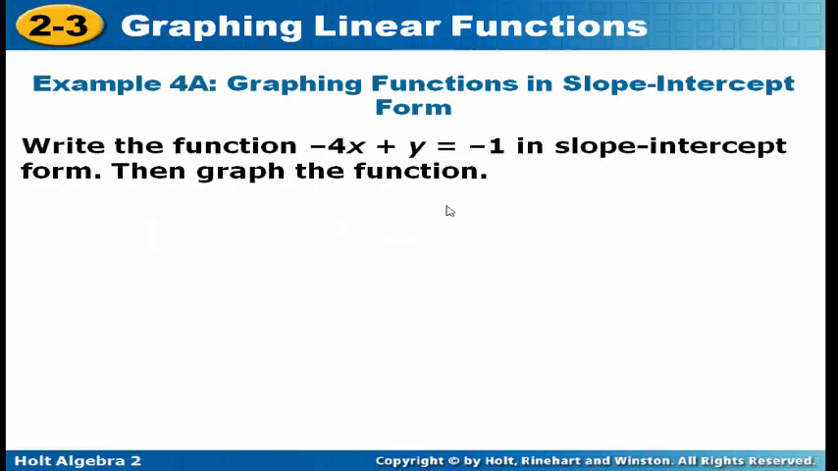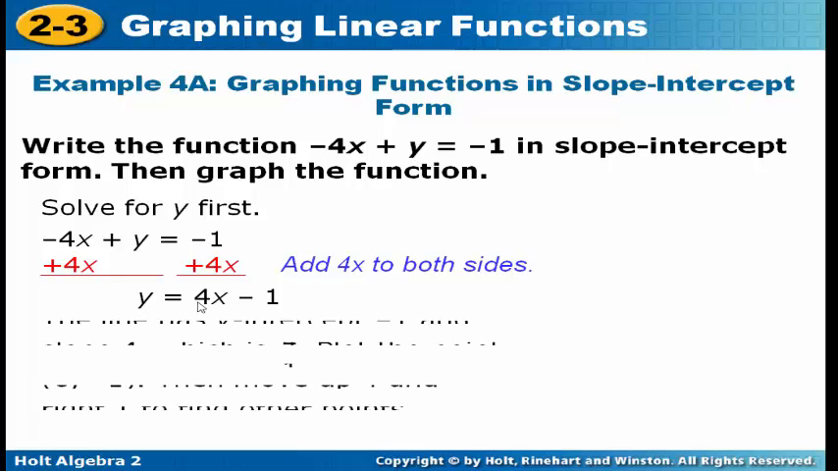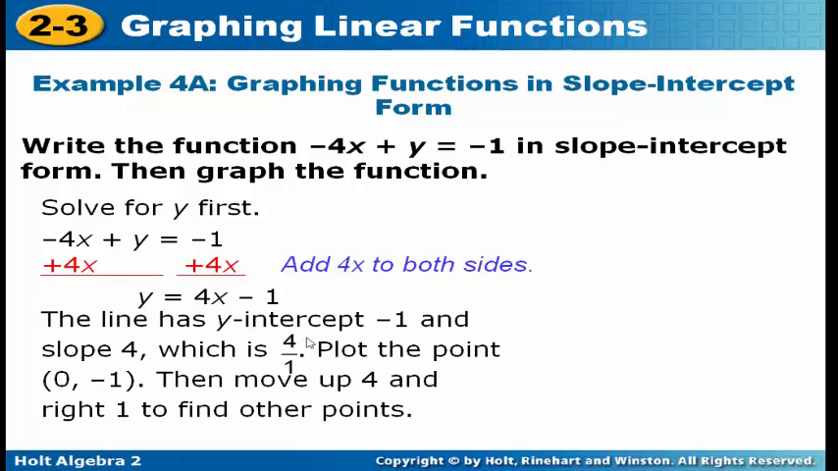Write the function negative 4x plus y equals negative 1 in slope-intercept form, so make y by itself on one side, or solve for y. Solving for y, y equals positive 4x minus 1. Now we have the equation in slope-intercept form. The line has y-intercept negative 1, which is b, and slope m equals 4.